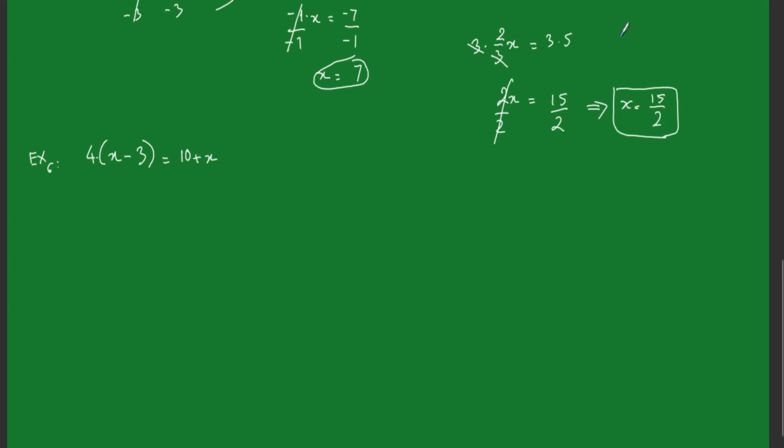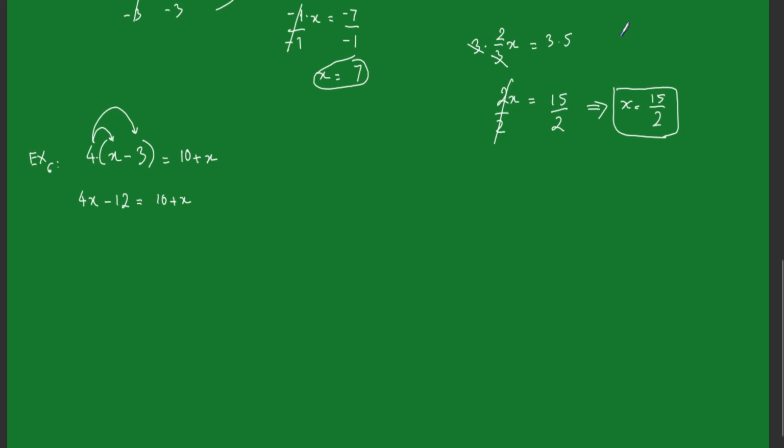So you need to get rid of the parentheses. How do you get rid of parentheses? You're going to distribute, like this. 4 times x means 4x. You multiply them. Then 4 times negative 3. You have to multiply the sign too. 4 times negative 3 is negative 12, equal to 10 plus x.